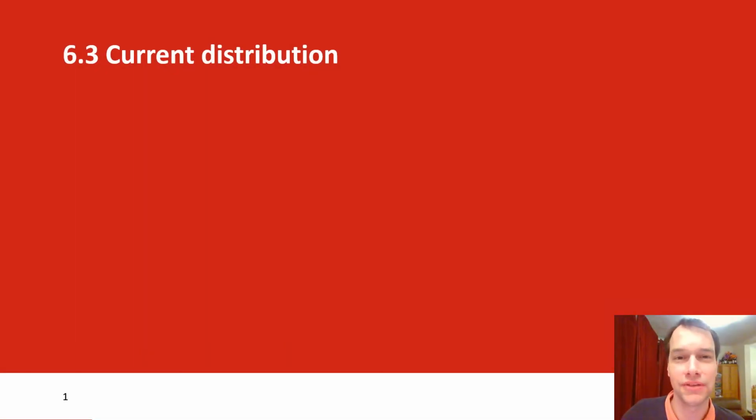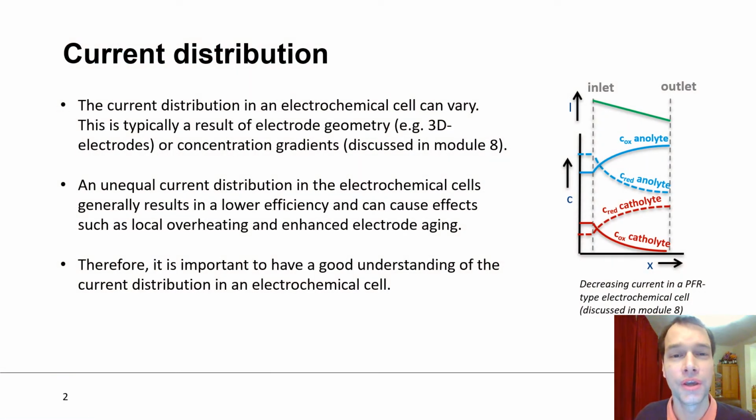Welcome to this last screencast of Module 6, which is on current distribution. Current distribution indicates how the current varies over the electrochemical cell. Sometimes it's the case that at one place in the electrochemical cell, the current density is significantly higher than in another place. This can, for example, be the case for the porous materials we just discussed, but it can also be a result of concentration gradients in the cell.